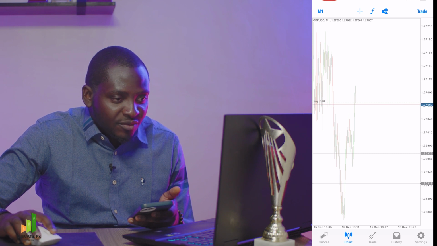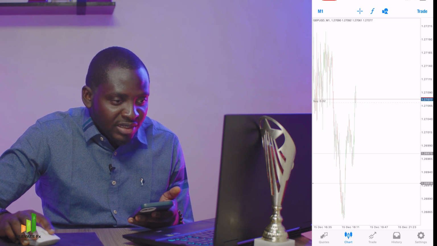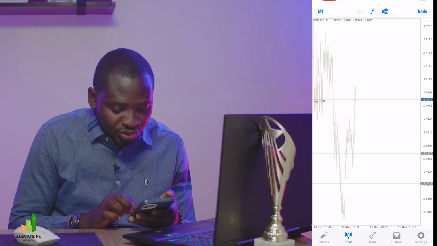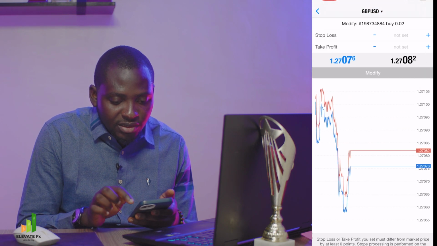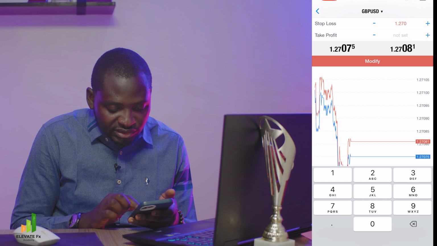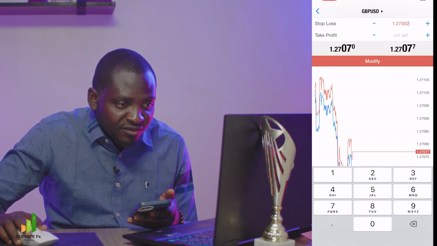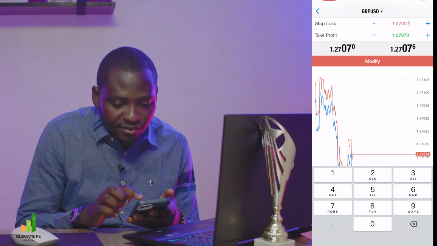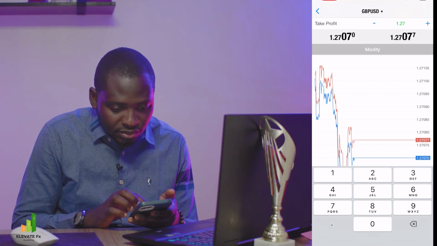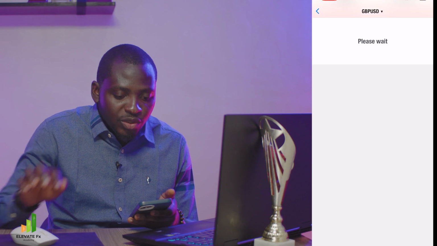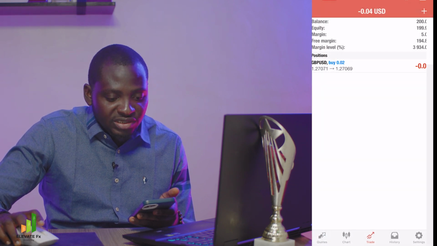So what do we have on the screen? We have our stop loss right here at 1.27002. Let's go ahead and modify that. We have 1.27002. How about our take profit? We have it at 1.27165. So when you input these parameters, your trade is set up.